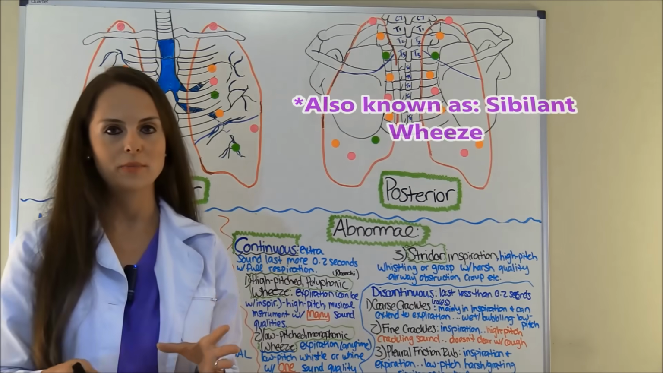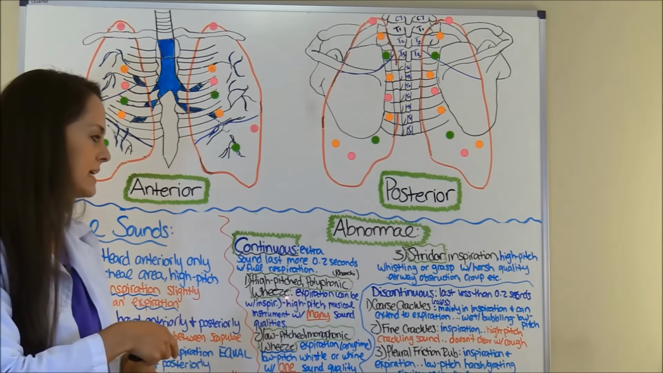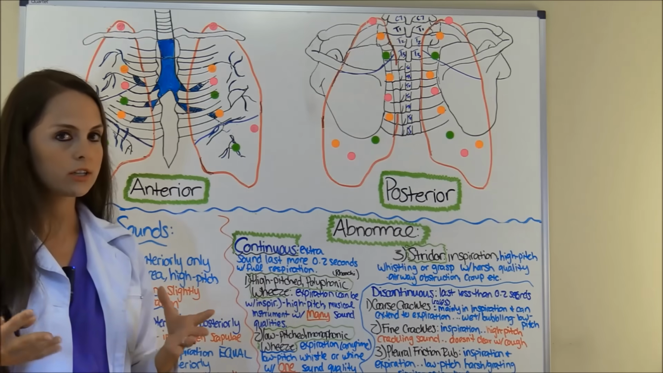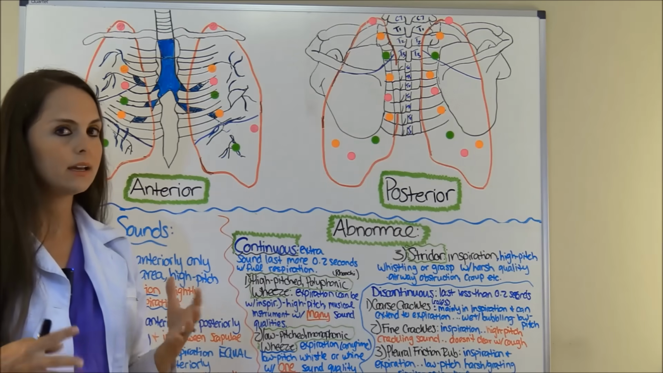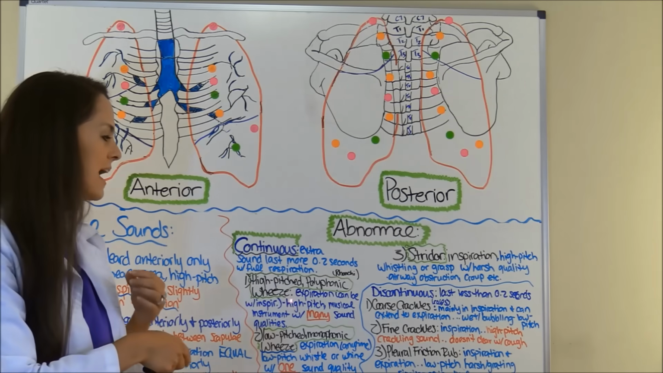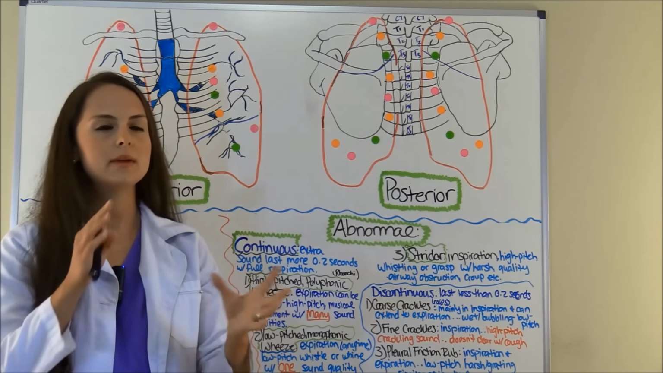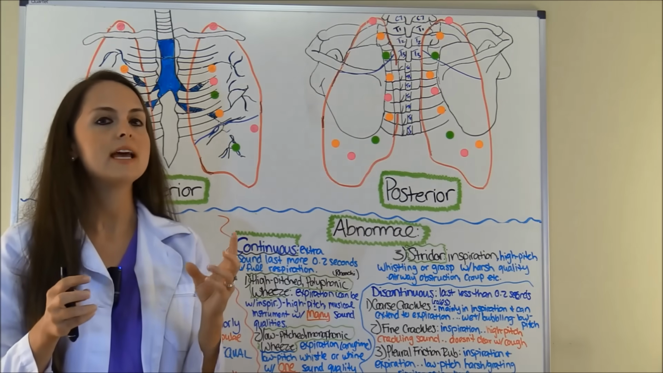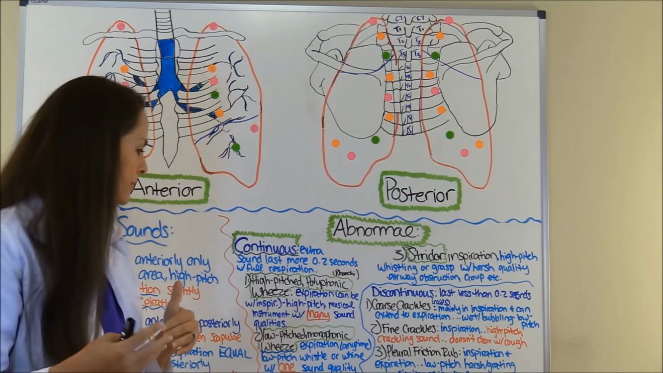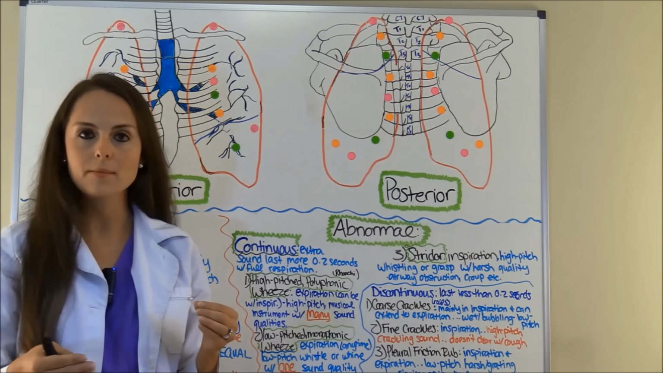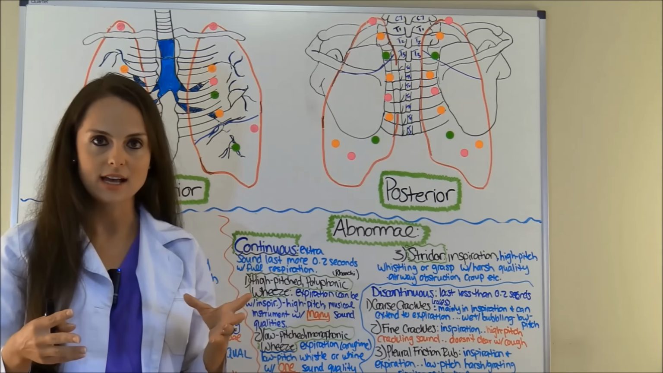Let the name help you. So what is it? It is mainly heard in expiration, so when the patient's breathing out, but it can be in inspiration as well. And it is a high-pitched musical instrument sound with many different sounds to it. That's why it's polyphonic. And this is what a high-pitched polyphonic wheeze sounds like.